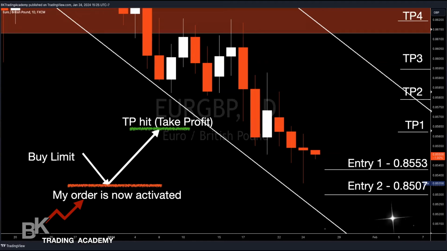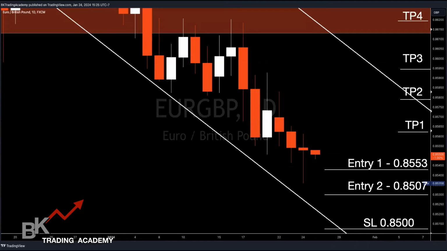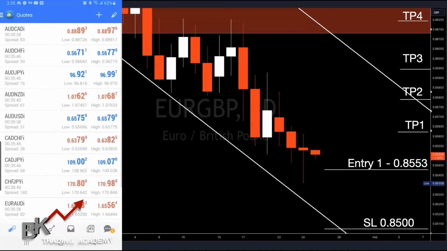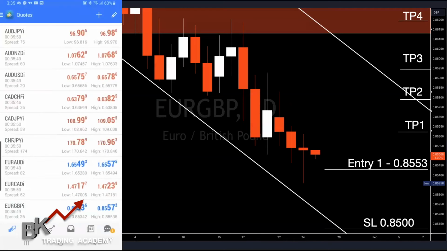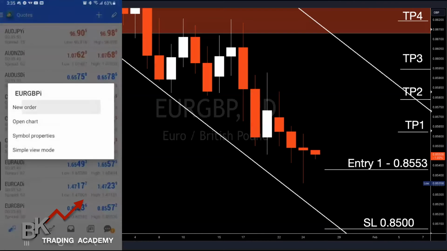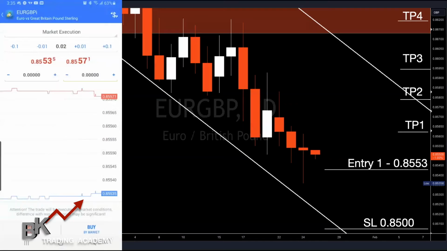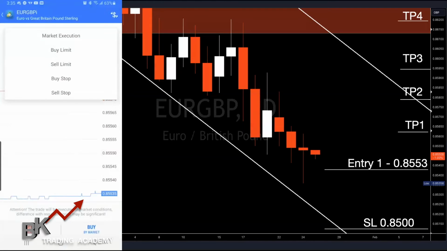All right. So we don't want to forget about the stop loss. The stop loss was at 0.8500. You're going to put that in your MetaTrader 4 as well. So let's look at this MetaTrader 4 example here. What we're doing is looking for Euro GBP at the bottom. We're going to click it, hit new order, and then we're going to select buy limit because we're in a buy limit.